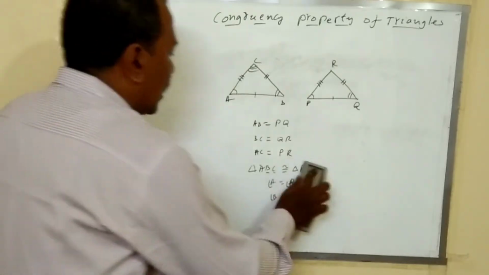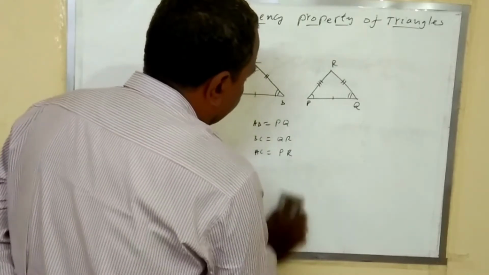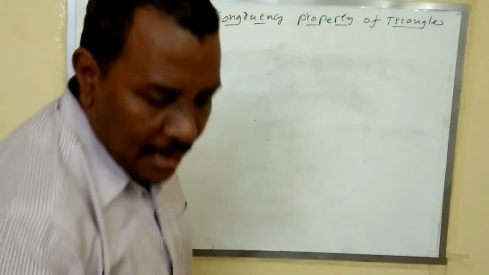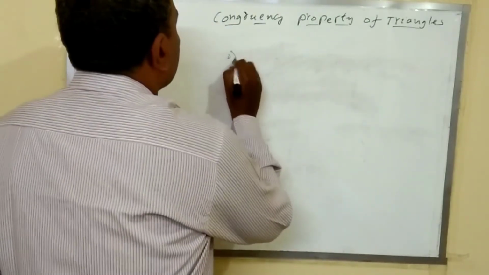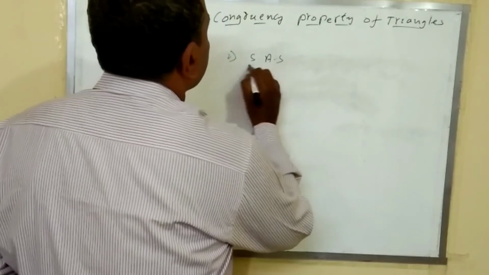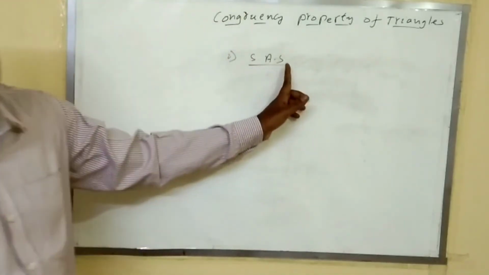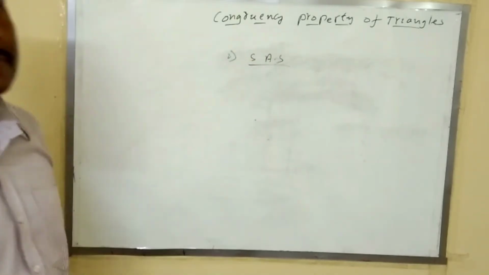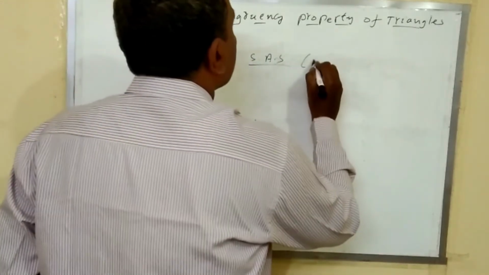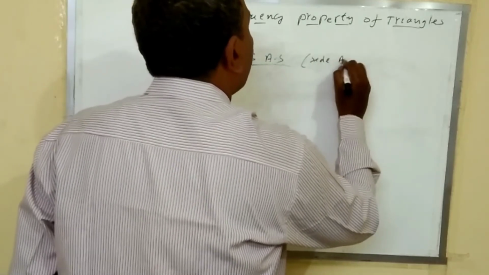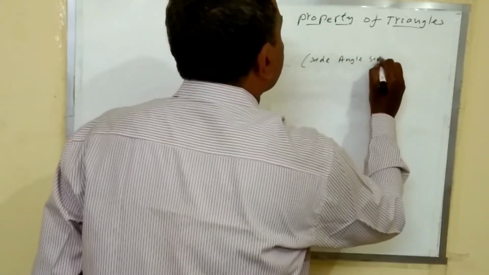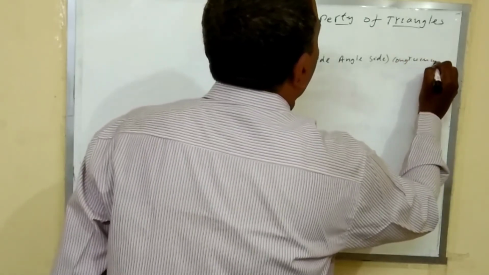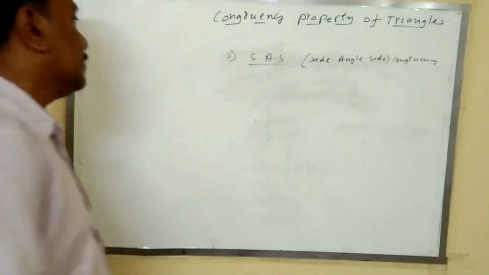There are some more types, that is SAS. The second type is SAS. Here S indicates side, A indicates angle. So we call it side, angle, side congruency. What do you mean by side, angle, side?